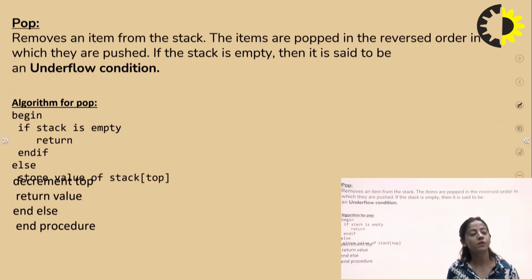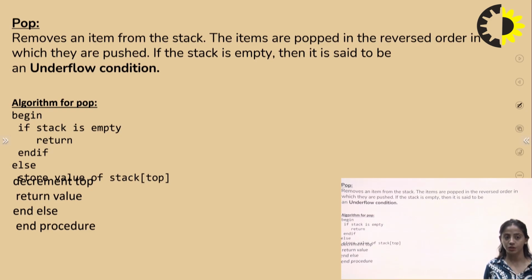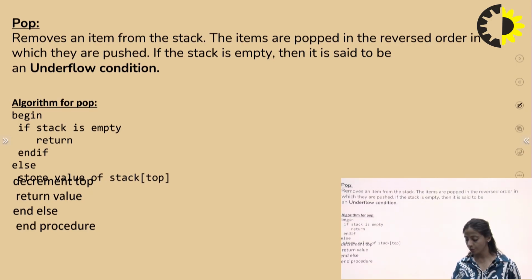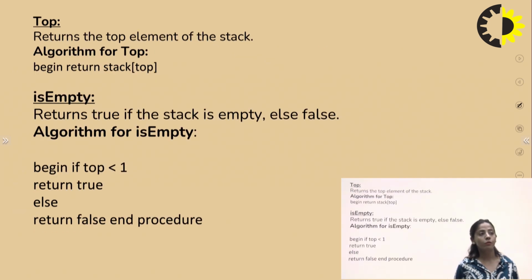Now pop removes an item from the stack. The items are popped in the reverse order in which they are pushed. If the stack is empty, then it is said to be an underflow condition. Now this is an algorithm for pop. Begin. If the stack is empty, return. Else, store the value of stack top, return the value, and end procedure. Now top, what happens in the top?